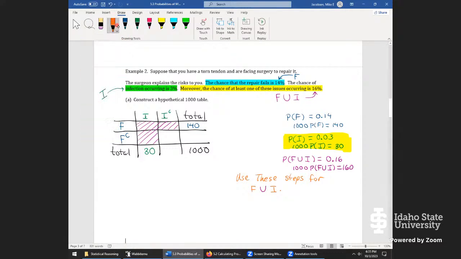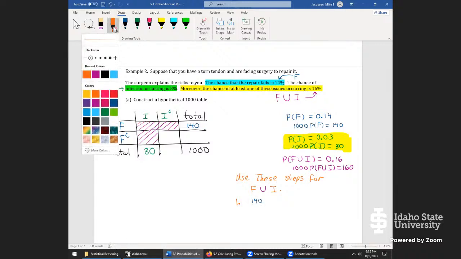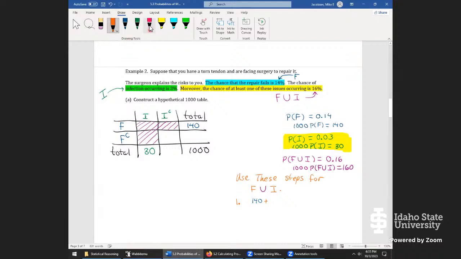Okay, so here's our step one in this process. What I want to first do is take these totals and just add them together. So first we'll take the 140, add to that this column total of 30, and we get a value of 170 altogether.